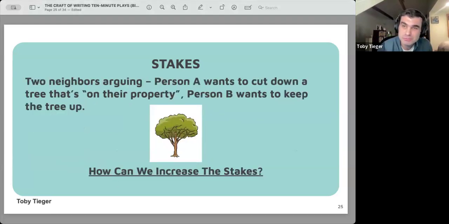Okay. So here's a 10-minute concept. You have two neighbors who are arguing. Person A wants to cut down a tree that's on their property. Person B wants to leave the tree up. That's what's at stake: a tree. That's it. Now obviously we love trees. I love trees. You should leave trees up. But how do you make the audience feel the emotional impact of the tree?